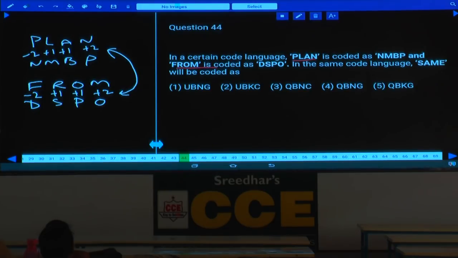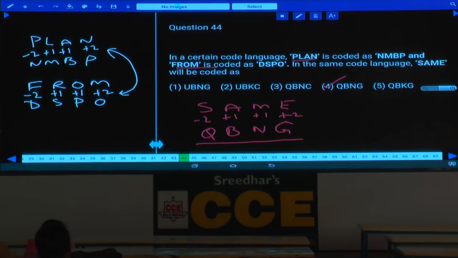Hence, in the given code language, what is the code to the word "same"? Tell me what is the code here. First letter minus 2 and the next 2 letters plus 1 plus 1. Last letter 2 should be added. S minus 2 is Q, A plus 1 is B, M plus 1 is N, E plus 2 is G. Then what is the answer here? QBNG, that is given in choice 4. Minus 2 plus 1 plus 1 plus 2. Choice 4 is the answer, question number 44.